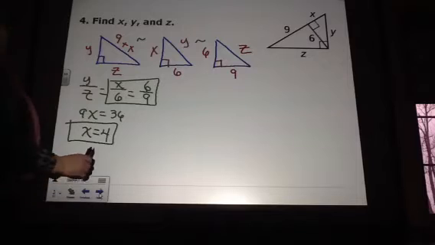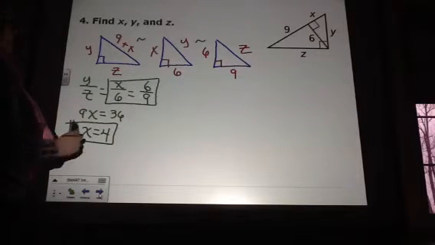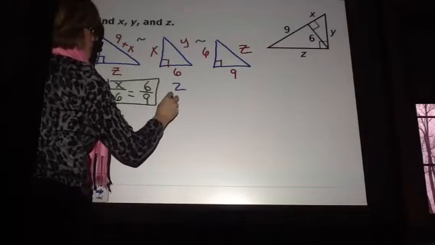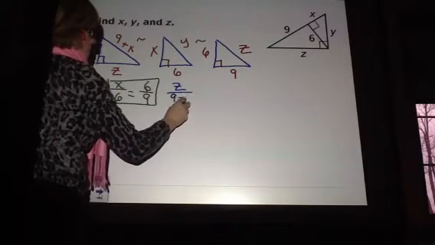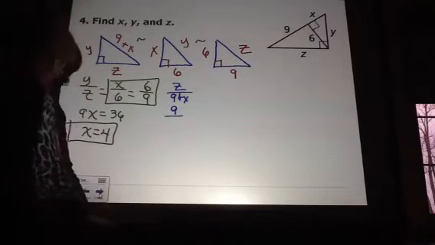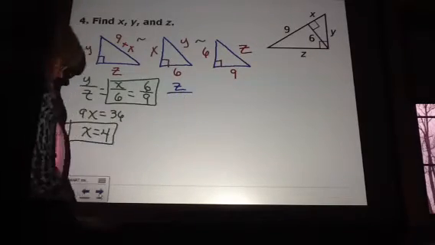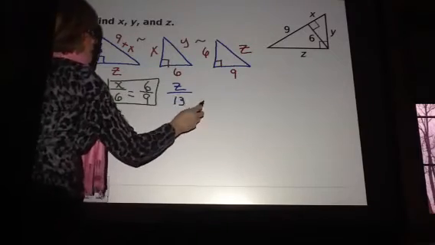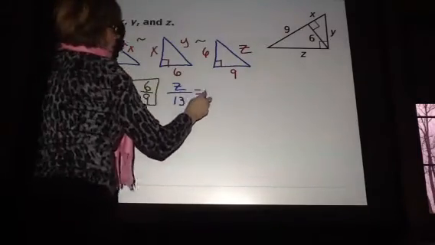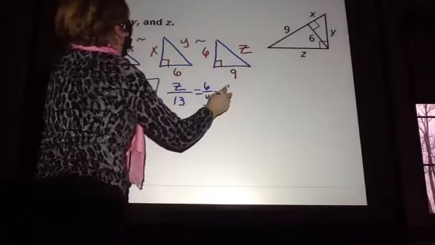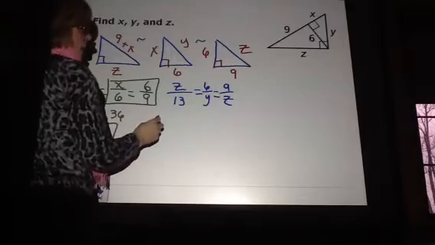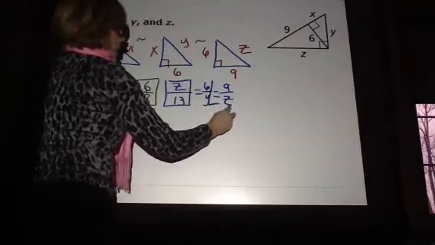Okay, let's do another proportion. Let's do z over 9 plus x. Well, we know x is 4, so let's go ahead and put z over 13. Okay, that's equal to z over longer side hypotenuse, 6 over y, which is equal to 9 over z. Okay, can you see a geometric mean you can use? I can use this and this.